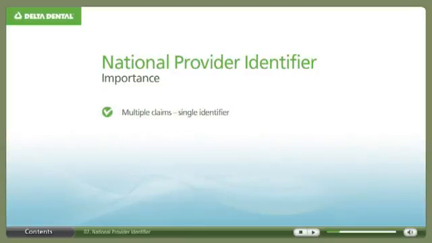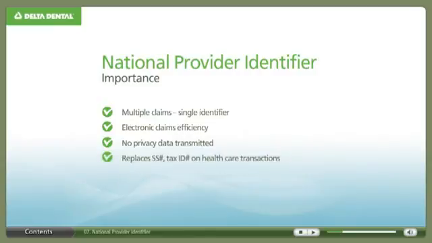One number will identify the dentist when submitting claims to multiple health plans, including Medicare and Medicaid plans. Electronic claims will function more efficiently. The NPI contains no vital information about the provider's name, location, specialty, patients, or qualifications. The NPI replaces the Social Insurance Number, Individual Tax ID Number, and other identifiers on standard electronic healthcare transactions.